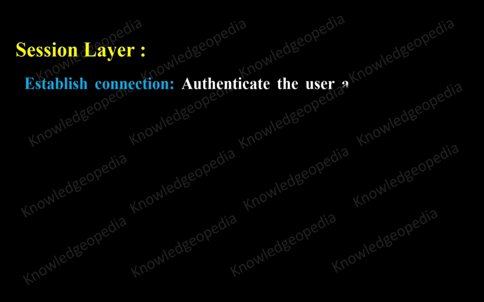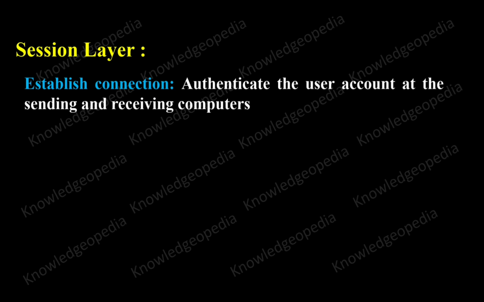It establishes connection, authenticates the user account at the sending and receiving computer. I want to book a railway ticket through the IRCTC website. So then I have to first log in. After logging in, the IRCTC server will authenticate me and then will provide me certain features which I can exercise and do the booking of the tickets. So those things can be done by the session layer. Then once the things are done, all my ticketing or other things, whatever I have to do, that is over, then the connection will be terminated. That is also taken care of by the session layer.